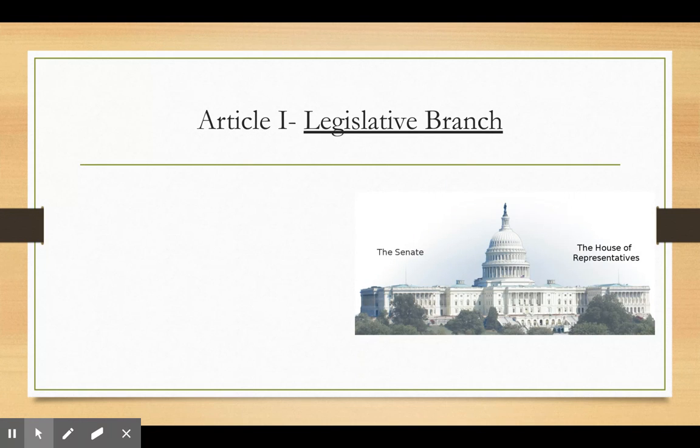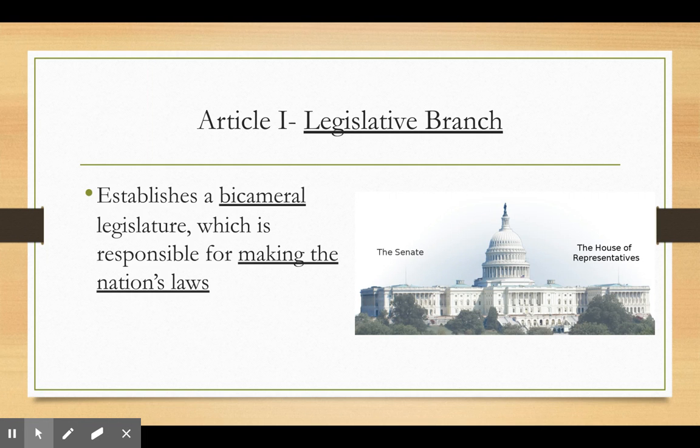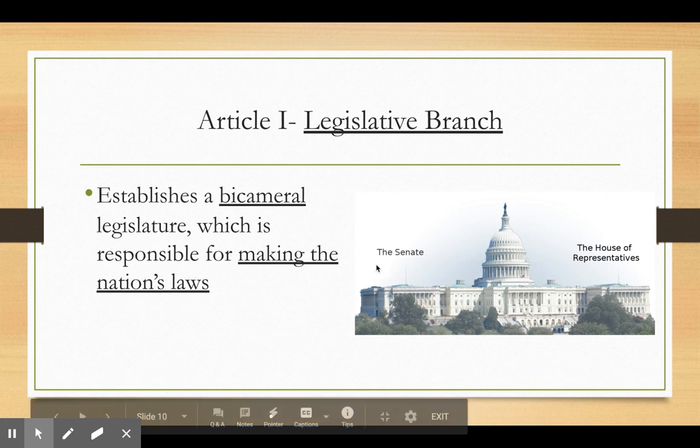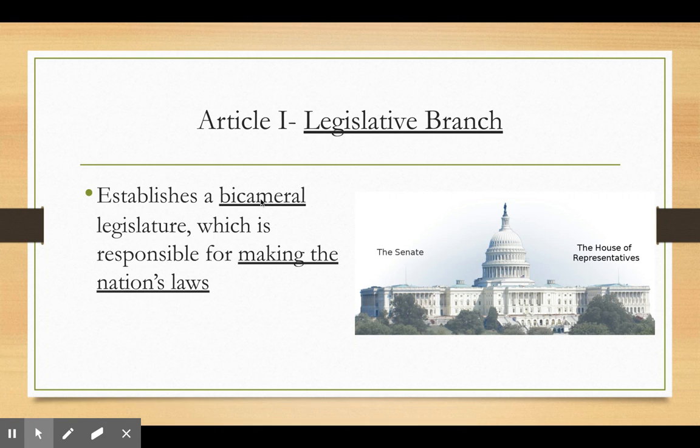Article 1 is the legislative branch. So Chapter 1 of the Constitution is all about the branch of government which a lot of the founders deemed the most important, because it's the one that makes the laws, the one that's going to actually design the laws for the land. On the right here, you have a picture of the Capitol building, the Senate on the left, the House of Representatives on the right. The whole structure of the legislative branch was hashed out during the Constitutional Convention. We had the Great Compromise, which really established a bicameral legislature, with both chambers there to make the laws.